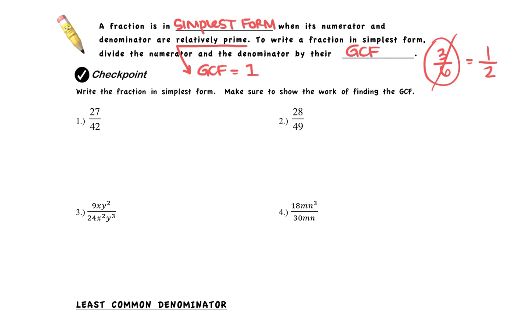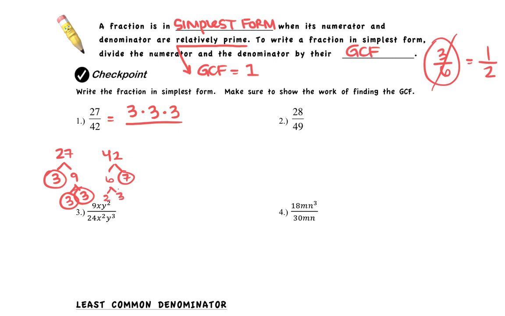Okay, so the first thing I need to do is find the prime factorization of the numbers I've been given. So in this case, that's 27. Which can break into 3 and 9, and then 9 into 3 and 3. So I'm going to write this as 3 times 3 times 3. And then 42, I can break into 6 and 7. 7's prime, and 6 goes into 2 and 3. So again, remember I always write in order from least to greatest.